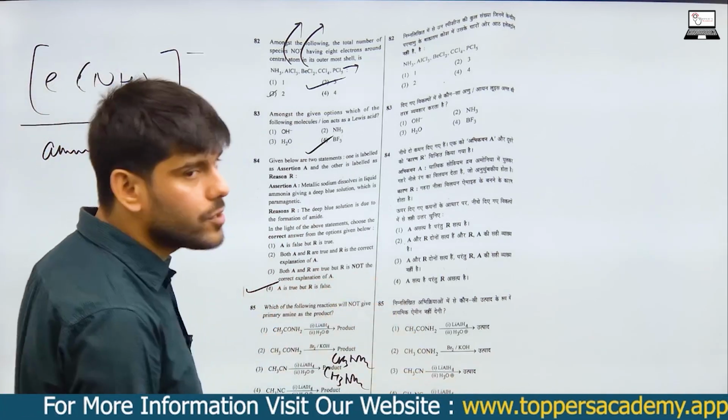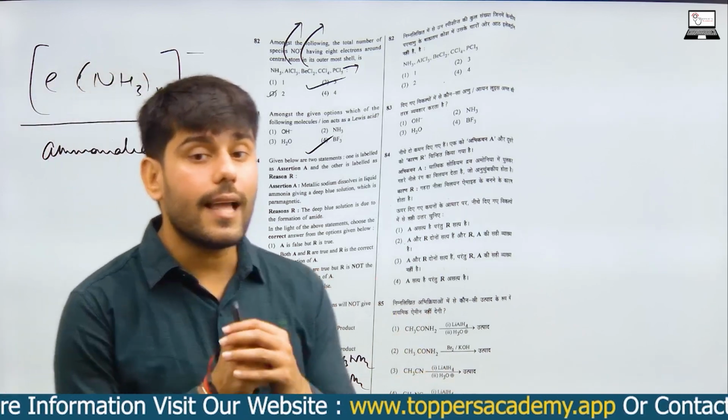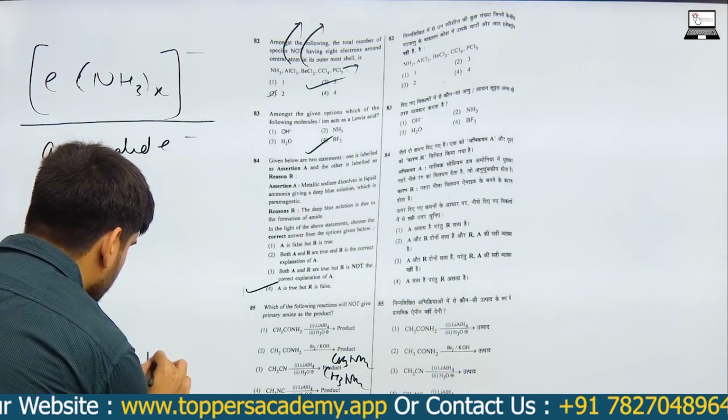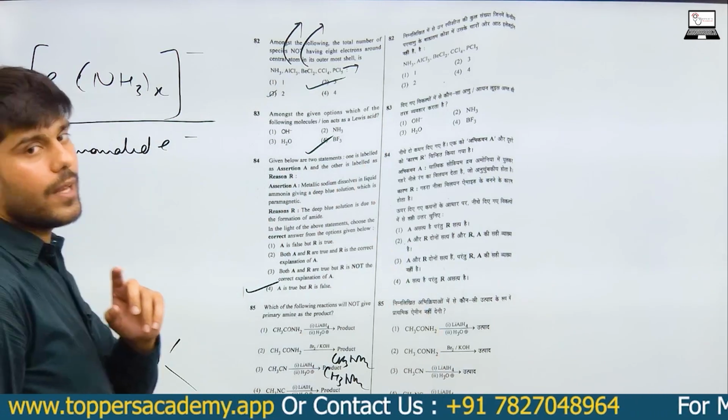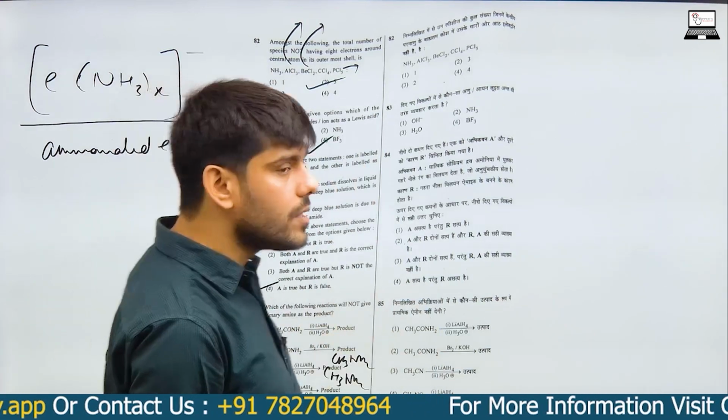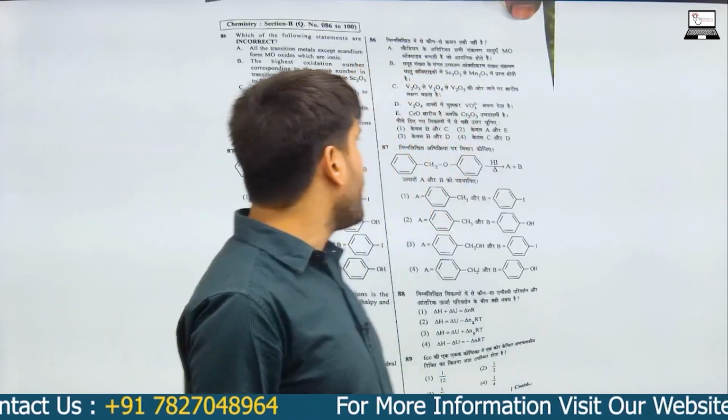But if you see isonitrile or isocyanide, that gives you a secondary amine. Yes, this gives you a secondary amine, not the primary one. So fourth is the right answer. Isocyanide will not give a primary amine.